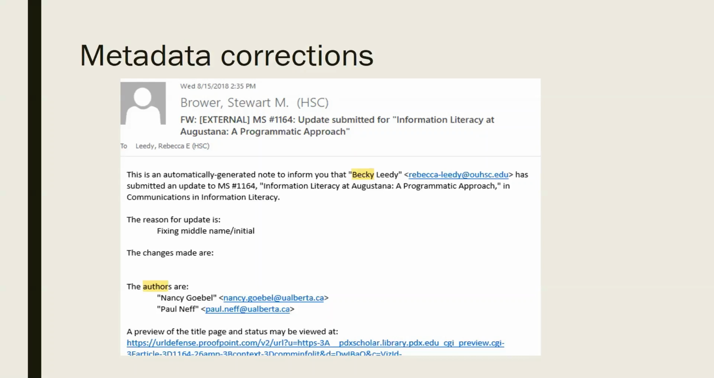So during the course of this process, we were certainly kept very much up to date on what was going on. But it also gave us a place to document the rationale behind any change that was made to the metadata. If there are corrections that are made, you put in a reason for that update. And you'll notice that here in the middle of this, it's noted as fixing middle name / initial as the rationale for that change.